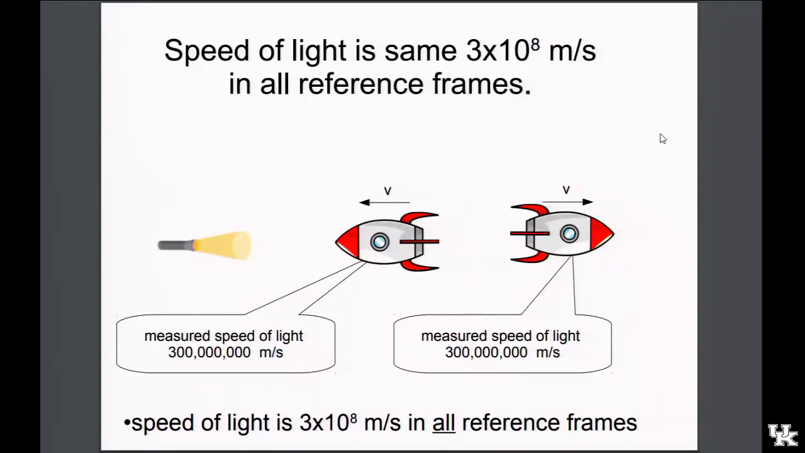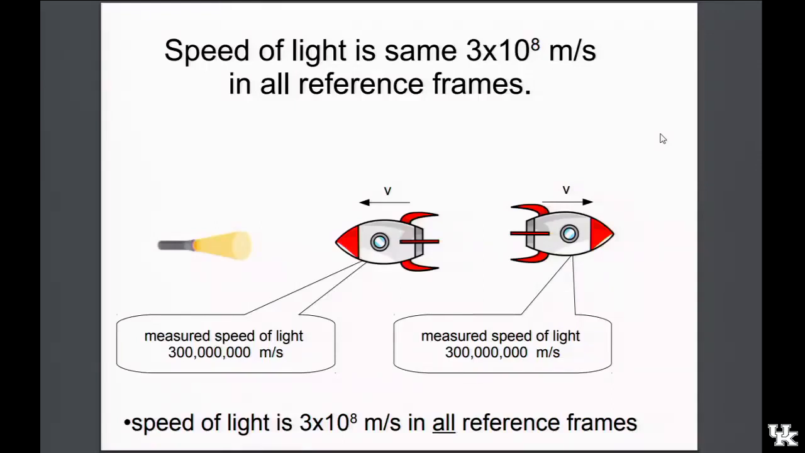Let me say how extreme this puzzle really is. Supposing I got a really fast spaceship, and I could go 99.99% of the speed of light. So I could head towards the flashlight at 99.99% of the speed of light. And I could head away from the flashlight at 99.99% of the speed of light.